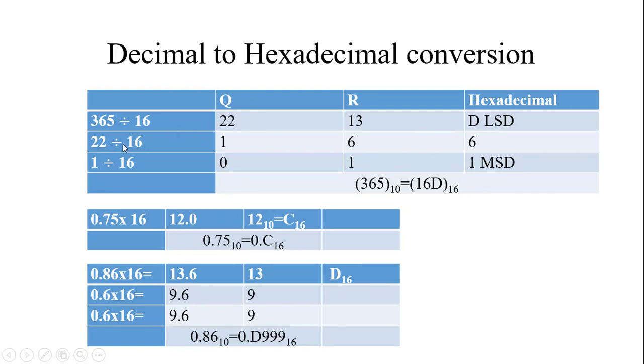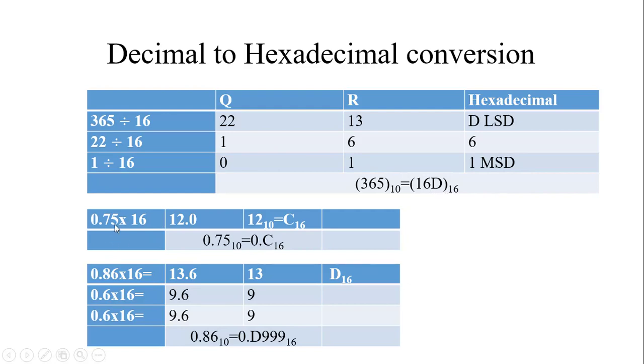22 is divided again by 16, so the quotient is 1 and the remainder is 6. 1 divided by 16, the quotient is 0. This is the stopping criteria, we have to stop here, and this is the last remainder. So 365 in decimal is equivalent to 16D in hexadecimal.